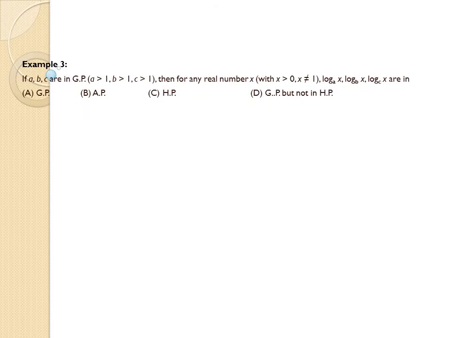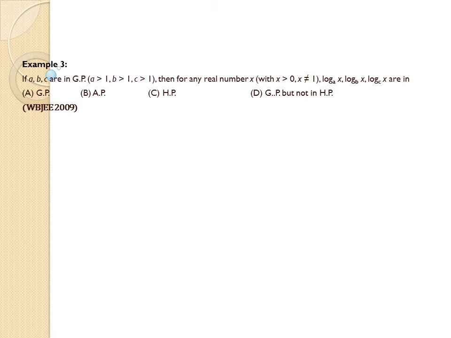Next problem: if a, b, c are in GP where a greater than 1, b greater than 1 and c greater than 1, then for any real number x with x greater than 0 but x not equal to 1, log x to the base a, log x to the base b and log x to the base c are in AP, GP, HP, or GP but not in HP. So these four options they have given. This has come probably in the examination 2009, right? So let's see how to do these things.